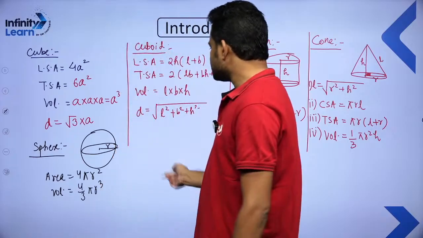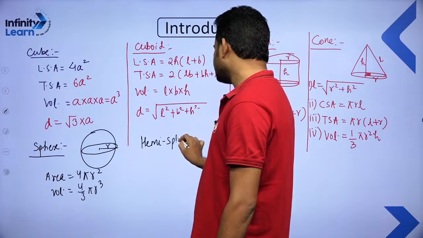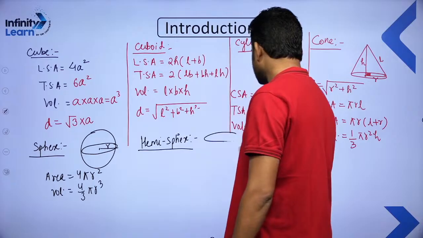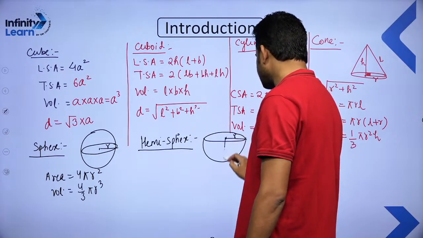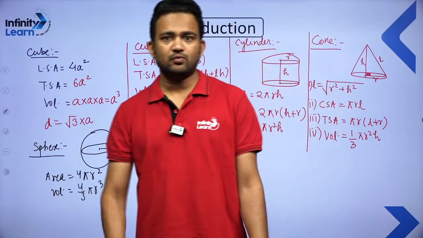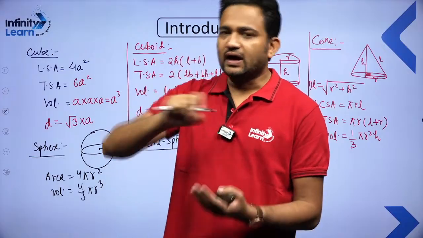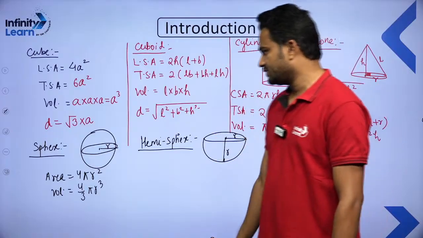Now the last one is hemisphere. Hemisphere, that is half of sphere, right? So this is a hemisphere, its radius is r, so its height is also r, right? Please note this point, this is a very important point. In the case of a hemisphere, radius and height are always the same. So height will be the radius of the hemisphere.